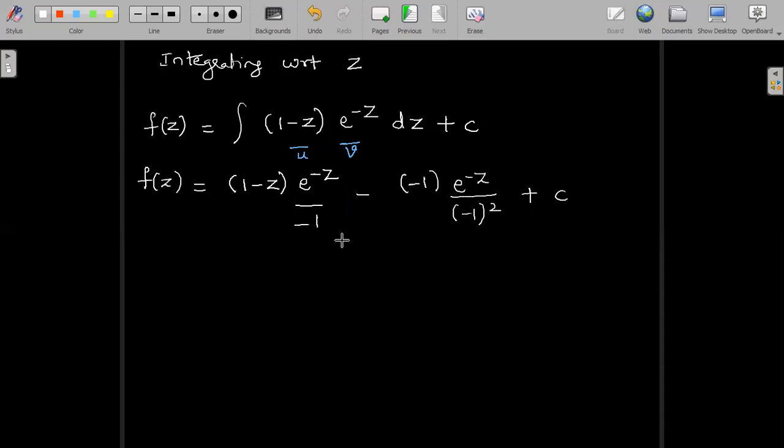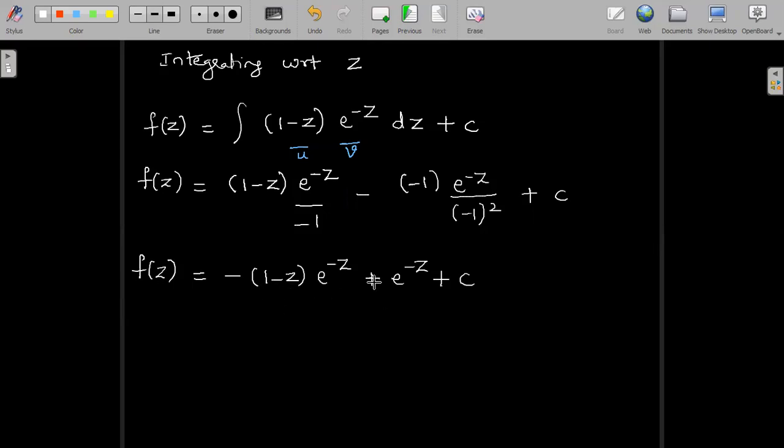Now we will simplify this. We have minus sign here, so it is minus of e power minus z. Let us rewrite the f of z expression first. So f of z is equal to minus of 1 minus z multiplied by e power minus z, and there is minus into minus, plus e power minus z, plus the constant of integration c. Minus 1 the whole square is 1, minus of minus is plus 1 into e power minus z. So that is why we have plus here.